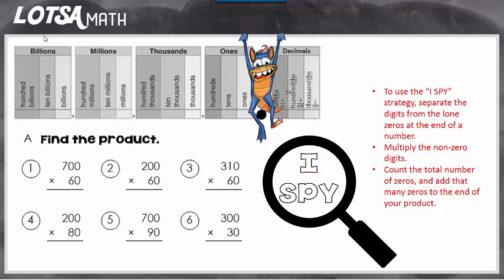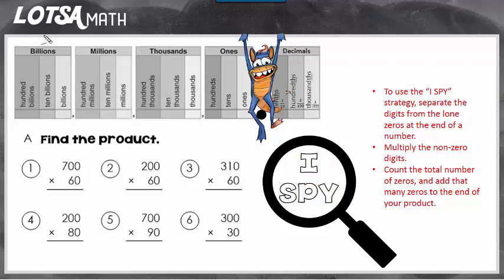When you have problems like this, you can use a strategy called the I Spy strategy. And how the I Spy strategy works is you take the digits that are not zero and you multiply those together, and then you add zeros back on at the end. And let's take a look at how that works.